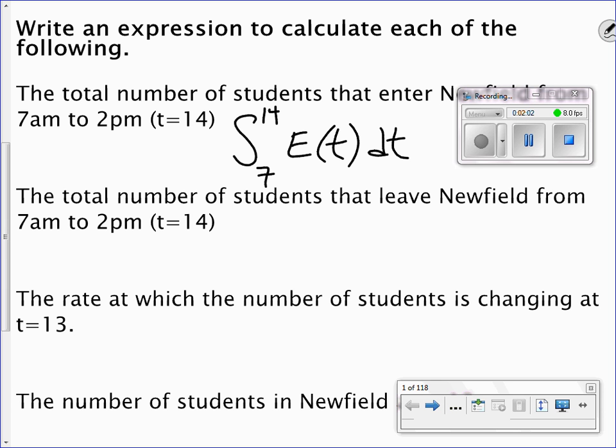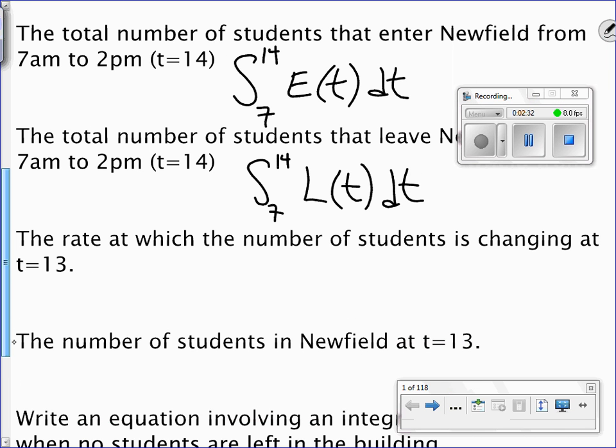The total number of students that leave Newfield from 7 a.m. to 2 p.m. Cameron. Yep. You would integrate the rate at which they leave to get the total number of kids that leave from time 7 to time 14. All right so far?